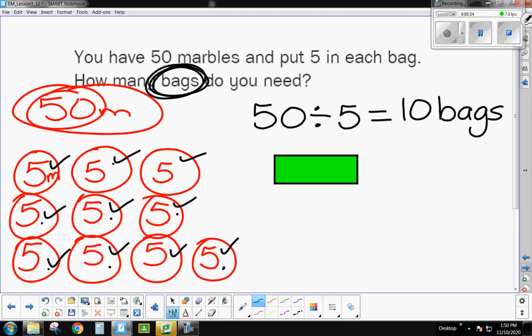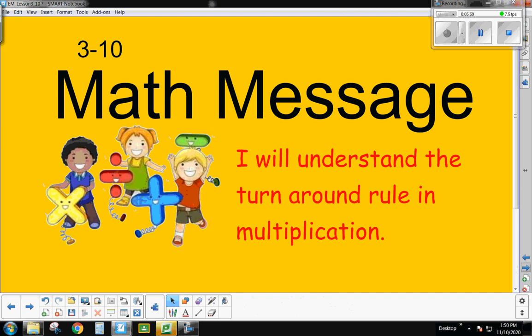All right. So now that your math brains are all warmed up, let's look back again at what we're going to be doing today. Today we are going to be understanding the turnaround rule in multiplication, that is. Okay, we're used to the turnaround rule in addition.